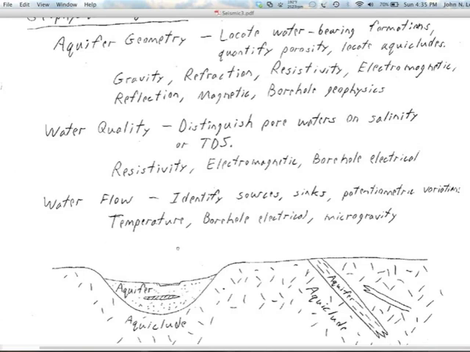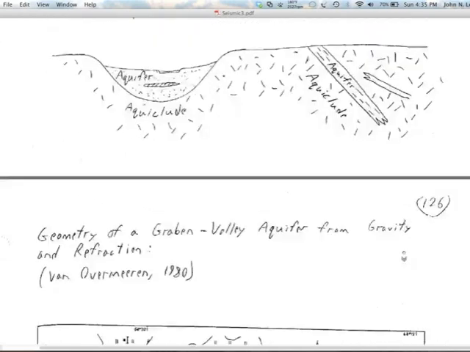And here's where the temperature measurements come in, such as have been so brilliantly advanced in technology by the fiber optic distributed temperature measurement center under Professor Tyler. Borehole electrical measurements, microgravity sometimes can help to identify changes in the water table and sources and sinks of groundwater.